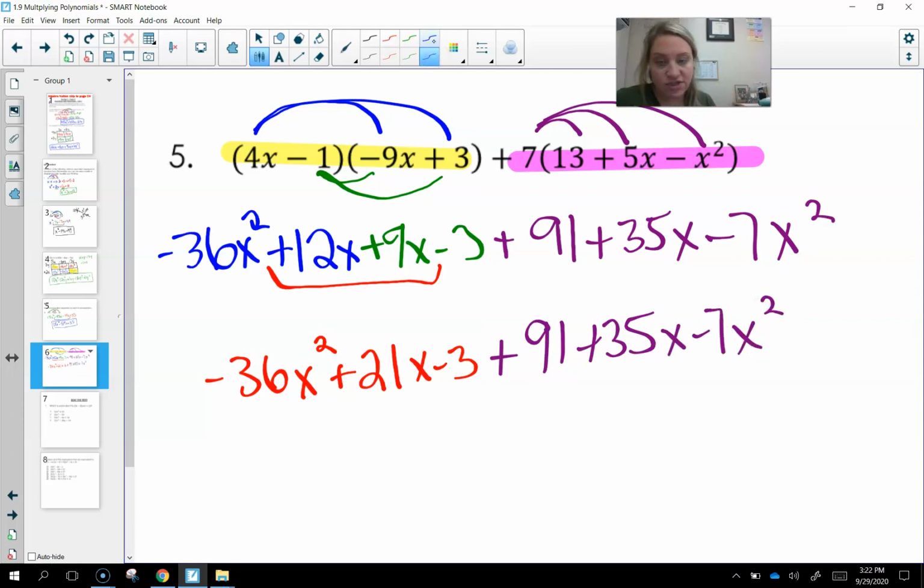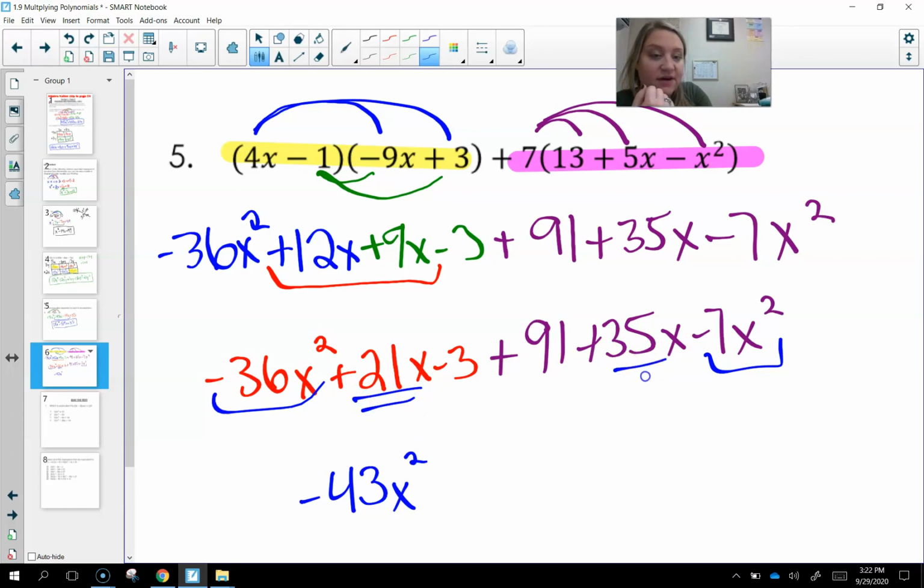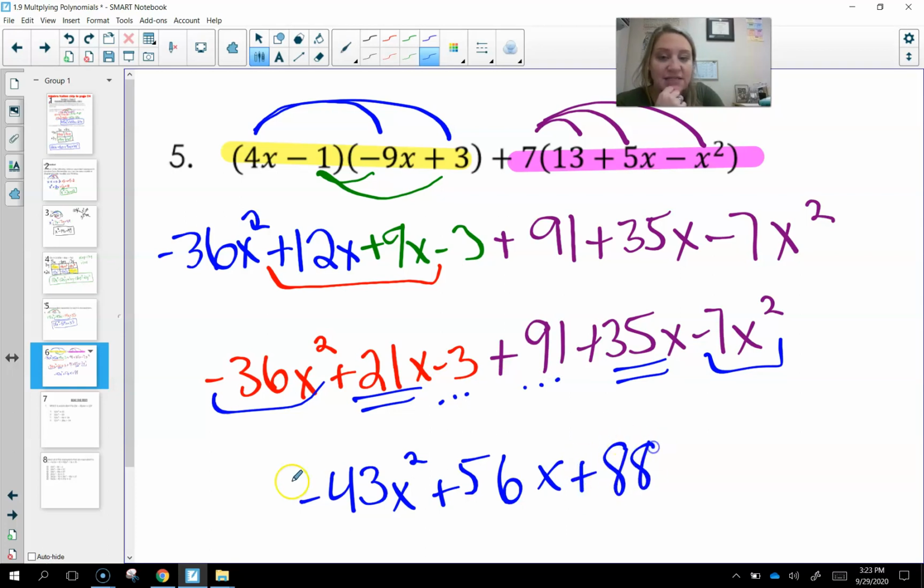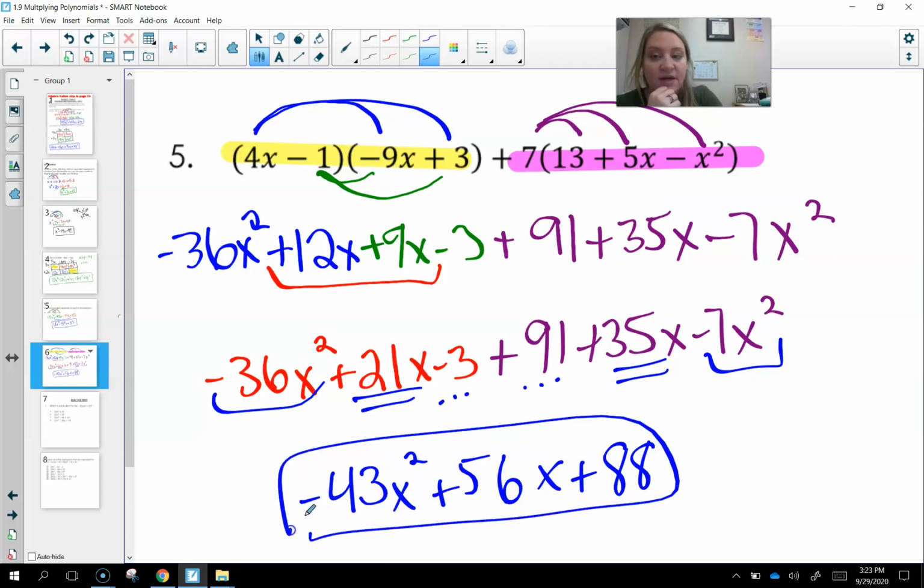And from here, we're going to try to combine like terms that I see. All right, my highest exponent is a 2. So I see negative 36 and negative 7. So that gives me negative 43x squared. All right, after exponent of 2 should come exponent of 1. I see 21x and I see 35x. So add those together, we get 56. And then we'll finish our equation with my constants. So I see a negative 3 and I see a 91. So that's going to leave me with a positive 88. And that is our simplified equation.